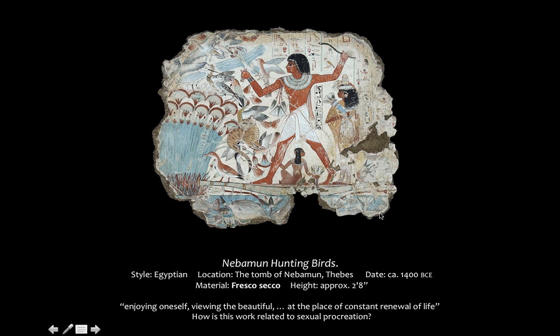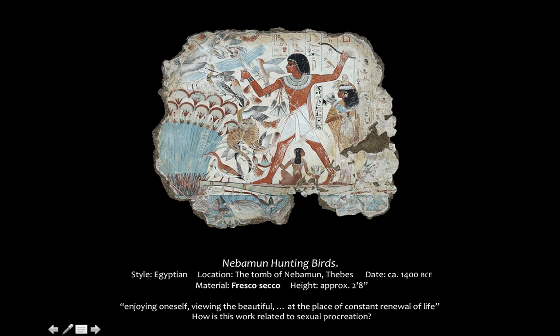Here is a rare painting that exists from the Egyptian period. This is Nebamam hunting birds. Nebamam was one of the kings of Egypt, and this is located in his tomb. So this is a fresco. A fresco secco is a fresh fresco where paint would be applied to the surface of the wall, the plaster of the walls around it.